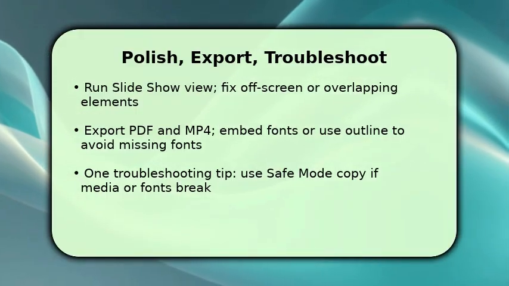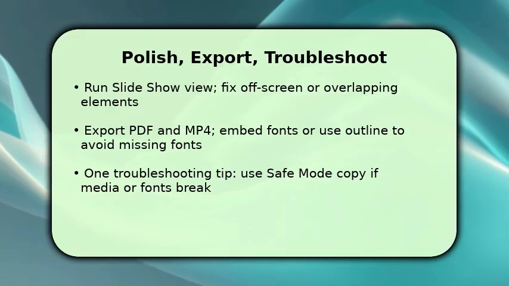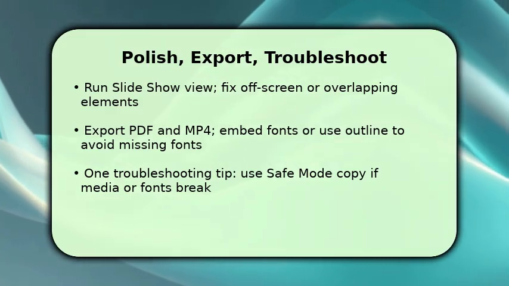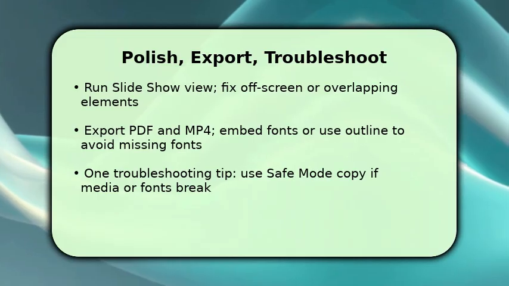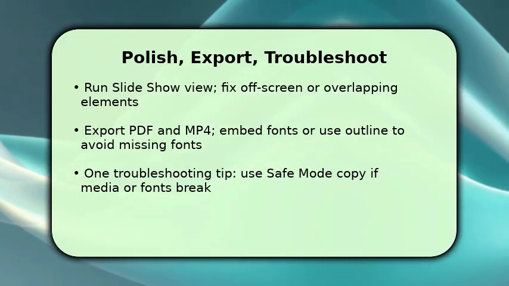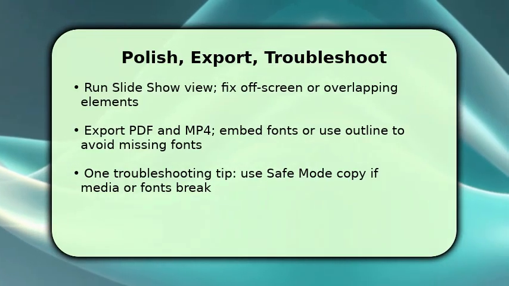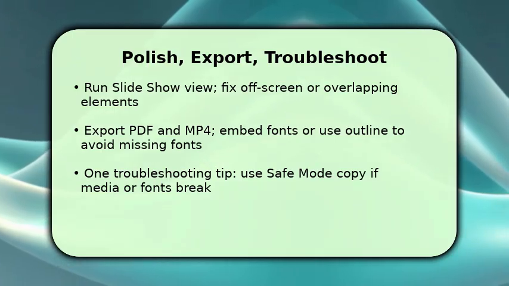If animations or media fail, make a safe mode copy. Remove complex transitions, relink media, and replace problematic fonts. This quick-trimmed version ensures reliable playback and gives you a fallback to deliver confidently.